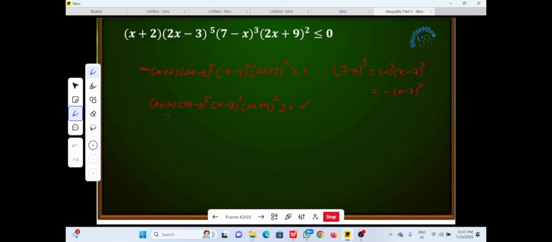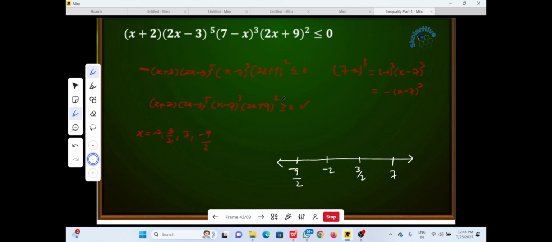So find the critical points over here. By equating this to 0, we'll get x equal to minus 2. From here we'll get 3 by 2. From here we'll get 7. And here we'll get minus 9 by 2. So these are the critical points that we need to plot on a line in ascending order. So here is the line, and the smallest among all is minus 9 by 2, then minus 2, and then 3 by 2 and 7.